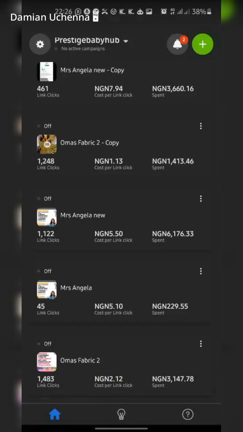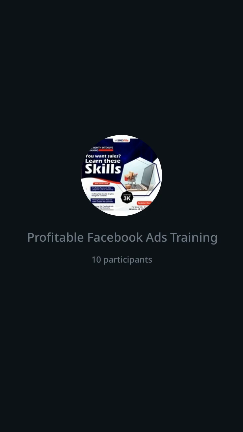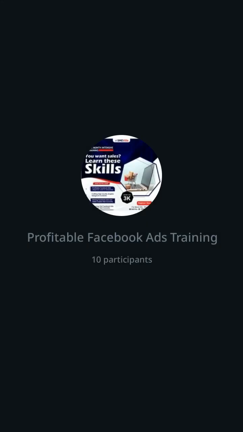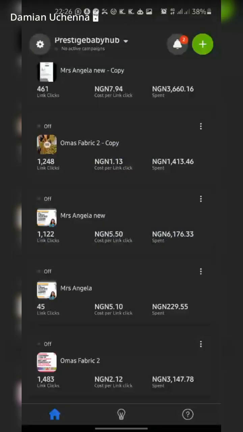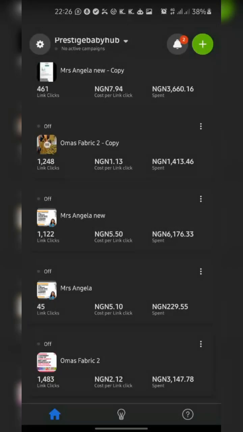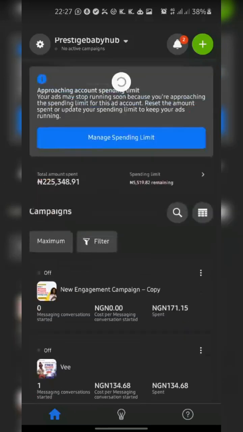But let me just share a crazy stuff with you about these two ads. With this particular one that has 2 naira per link click, we got about 300 messages for it. So that's getting 300 messages with 3,000 naira. That's almost about 10 naira per message or so. But I don't use link clicks. No, you'll be wasting money. Don't use link clicks, especially if you're running engagement ads to WhatsApp.